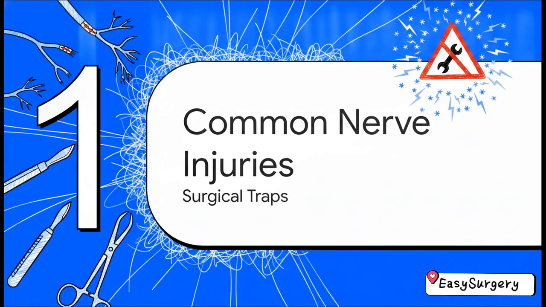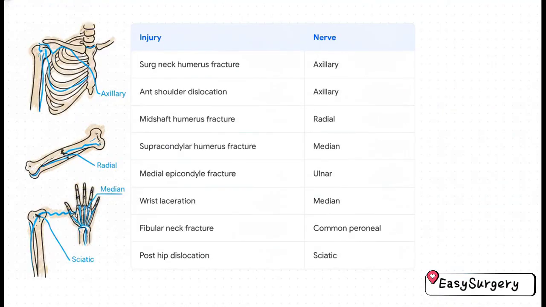Section 1. Most common nerve injuries. Let's think about the anatomy here, working our way from top to bottom. It's kind of like a map. Up at the shoulder, both a surgical neck of the humerus fracture and an anterior dislocation directly threaten the axillary nerve. Moving down the humerus, a midshaft fracture wraps around and risks the radial nerve.